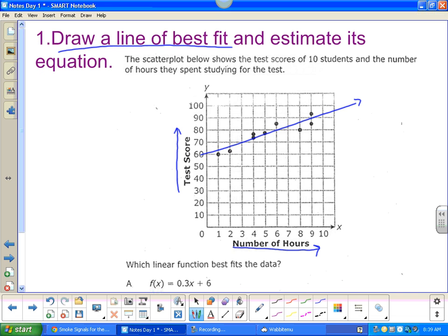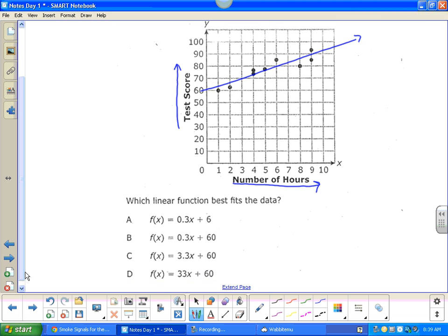And then it says estimate its equation. Well, in Unit 3, all we did was write equations of lines. So if I were trying to write an equation of this line, let's check out my multiple choice. His y-intercept is a 6, and the others are a 60, a 60, and a 60. So let's see what makes sense. Does a y-intercept of 6 make sense, or 60? It's a 60, so A's out. My slope is positive, and the remaining slopes are positive also.